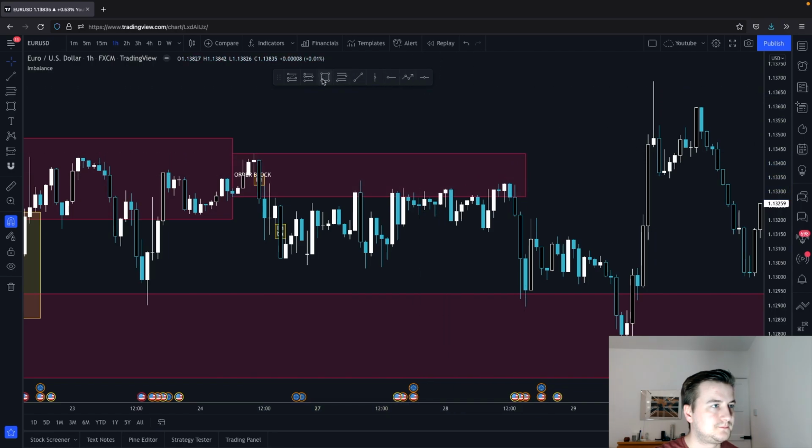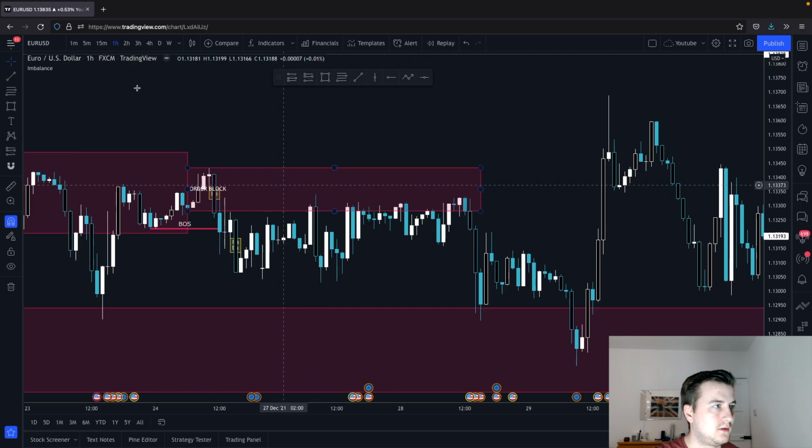And make sure there is a break of structure, like so. And what do we have? Price has come up into the order block and rejected it, just as we expected.